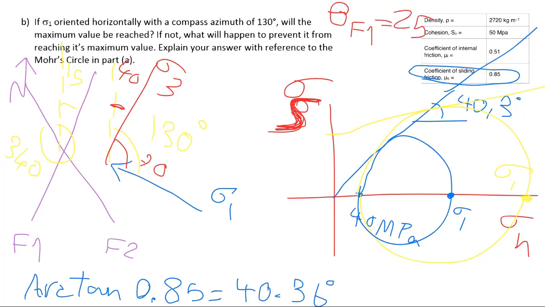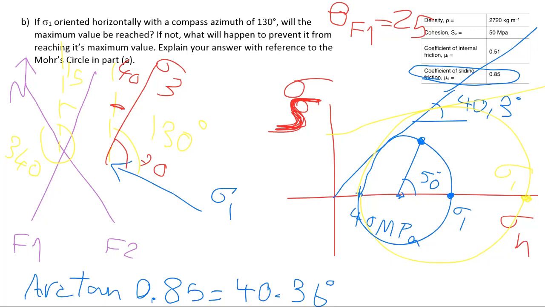Here I need to plot it. If I multiply 25 by 2, it's going to be 50 for theta F1. And as you see here, this point doesn't cross my failure envelope. In that case, this is not going to be activated. So let's look at the other one.